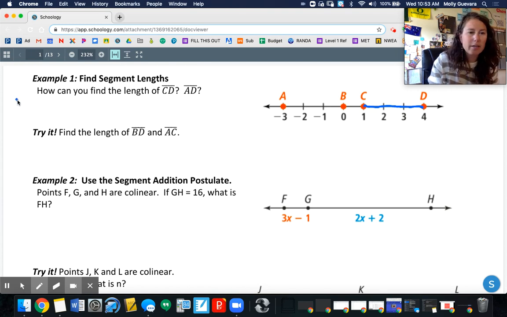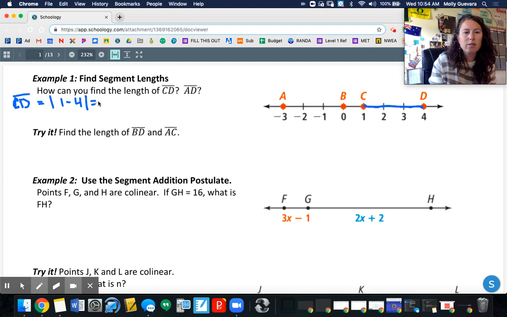So line segment CD is equal to, and then we're going to use the absolute value. So we're going to say the absolute value of, and I'm going from C to D. So the value of C is 1, the coordinate of C is 1. And then we're going to subtract, and then we're going to go to the coordinate of D, which is 4. And then I'm going to close. So these bars right here, those are my absolute value.